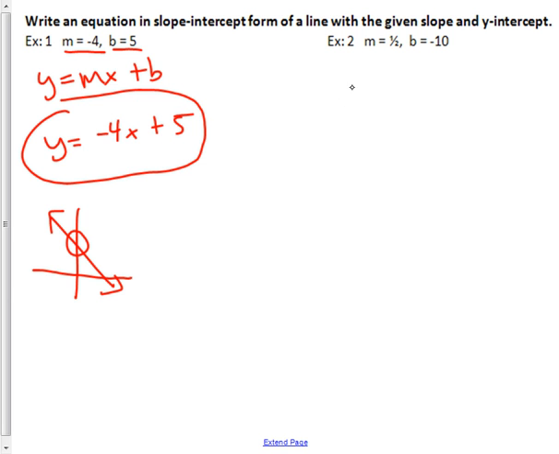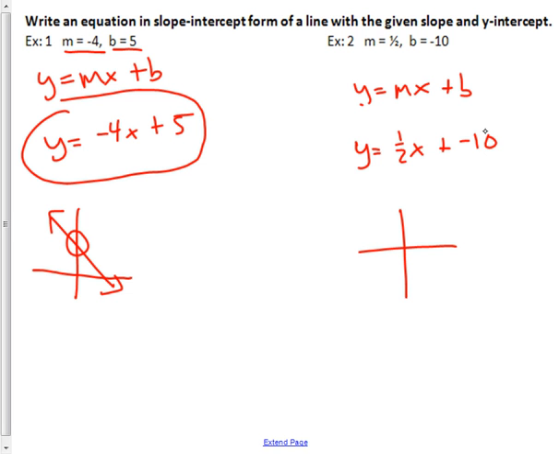Alright, so again here, y equals m times x plus b. So substitute your m, y equals 1/2 x. So we'll start that again. Y equals 1/2 x plus -10. Now you could have said plus -10 or just -10.